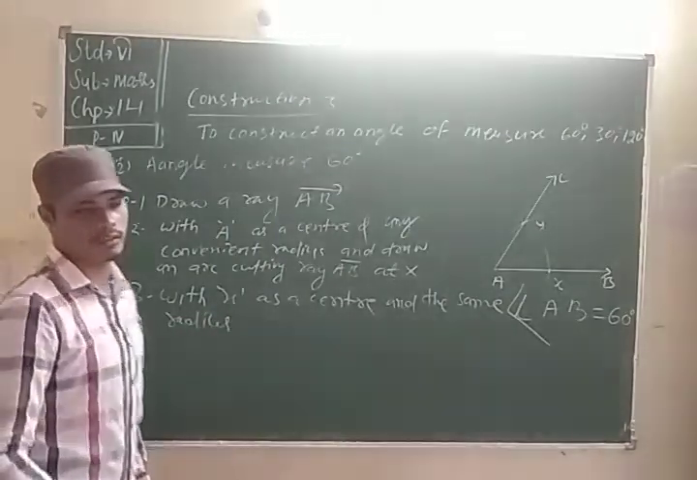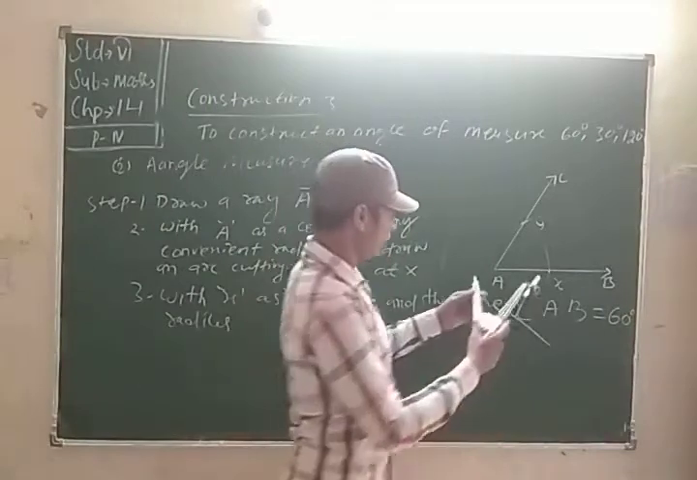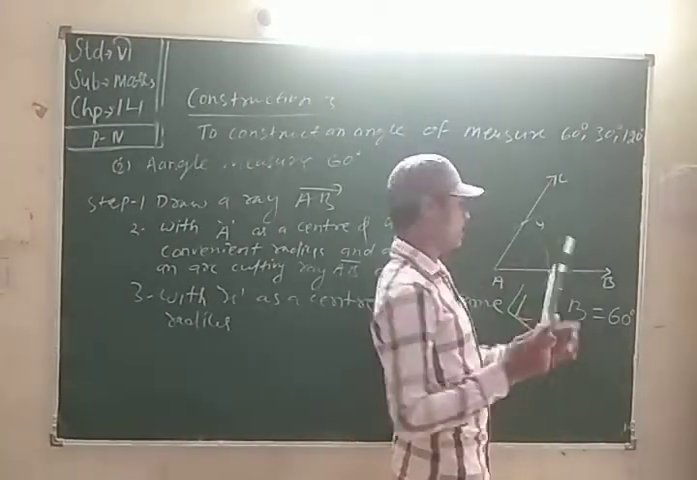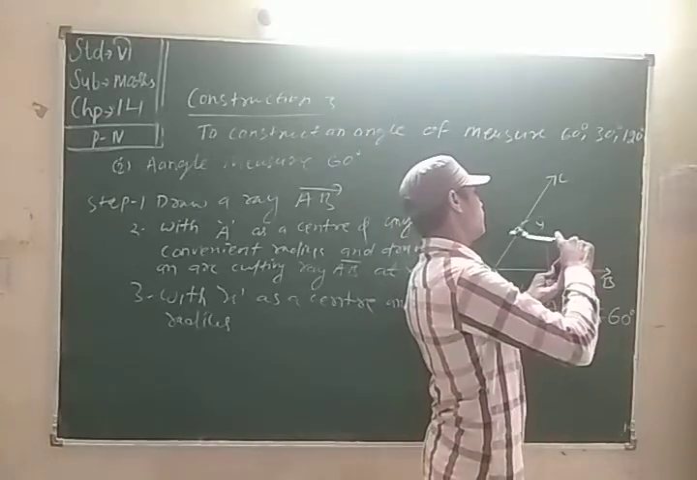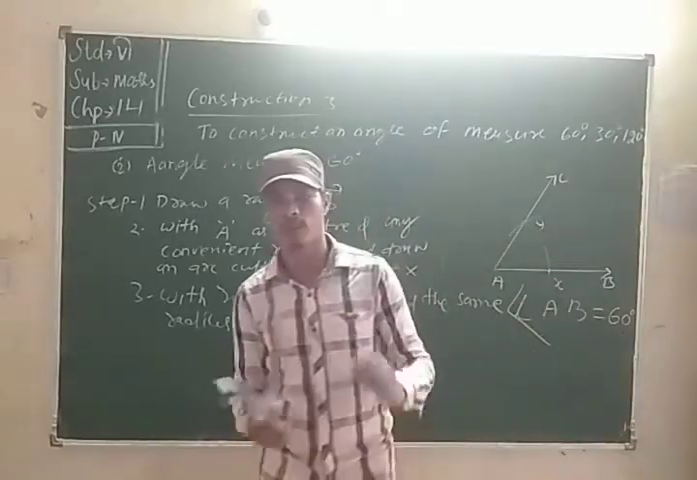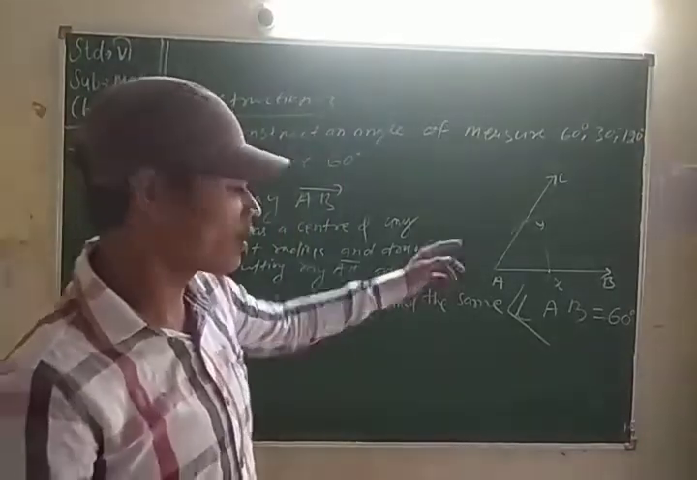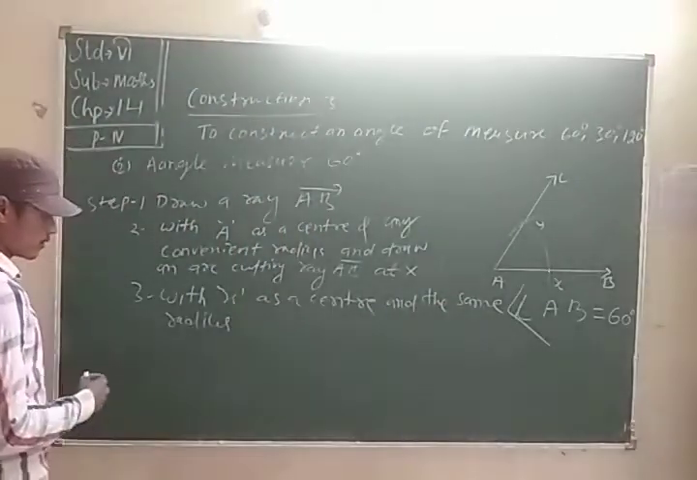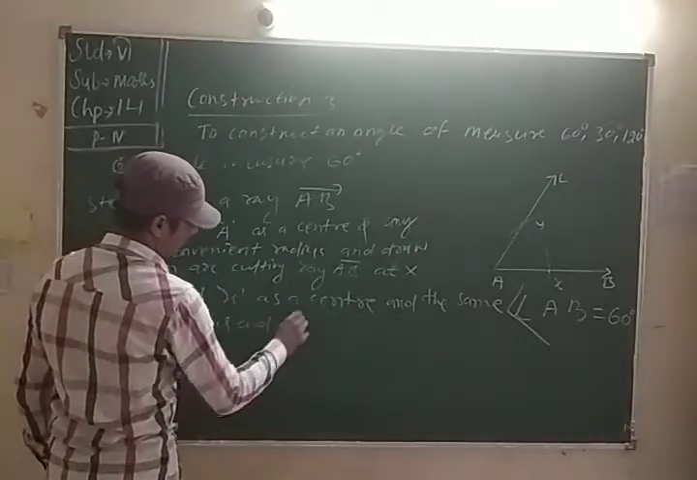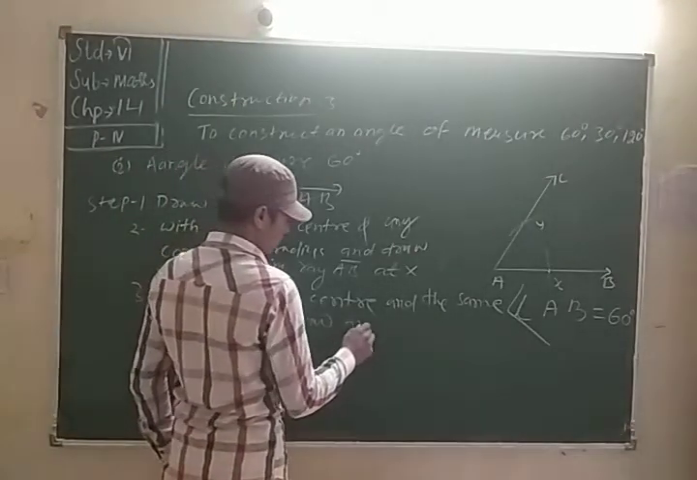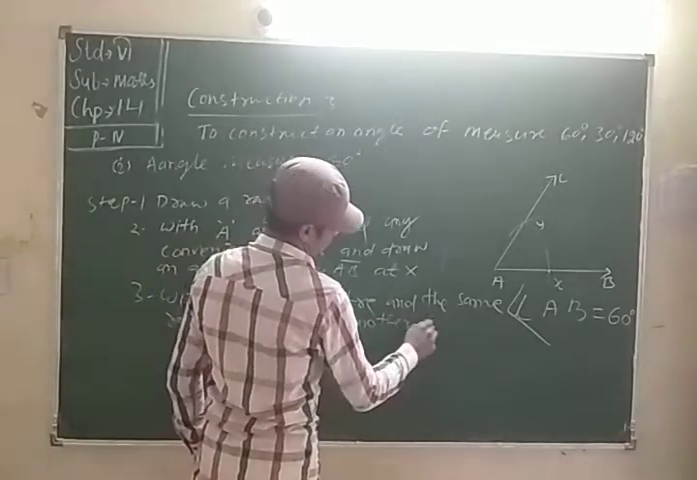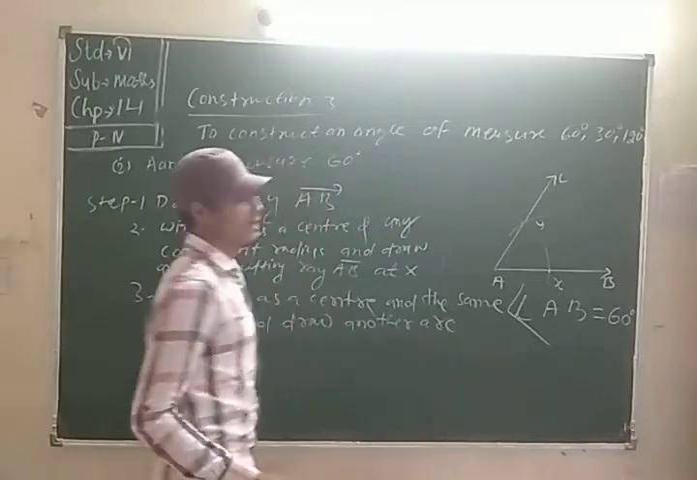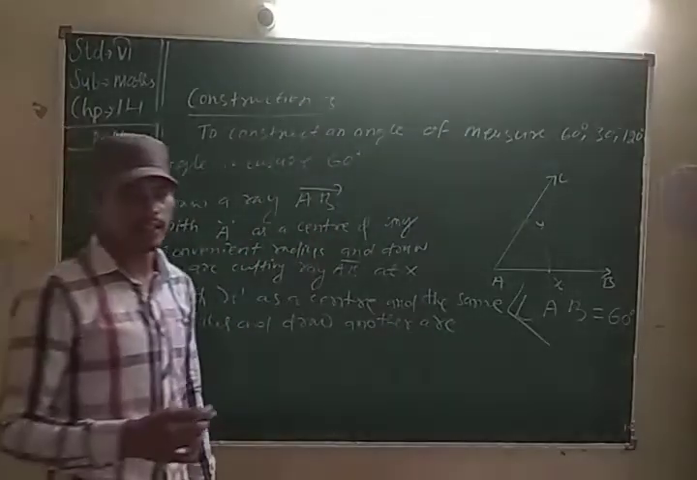That means when we take C, we take one convenient arc. Then don't change the arc, take A as center and cut the arc. Then we get the new point, and give it the name Y. Clear about it? Then with the same radius, draw another arc, cutting the former arc.